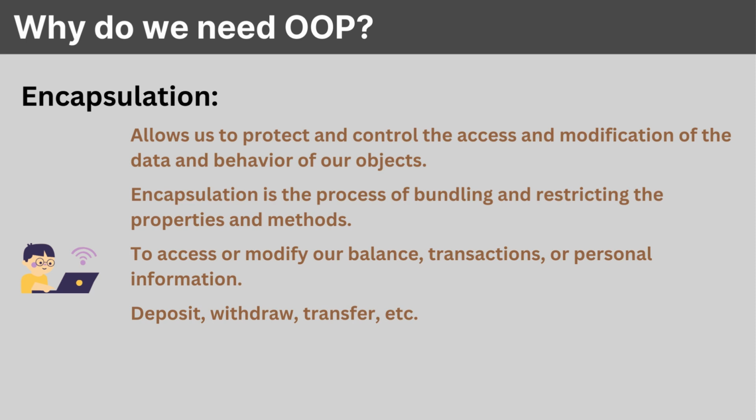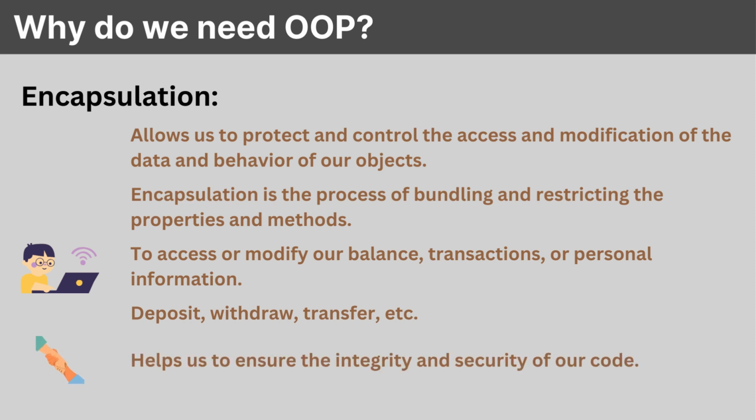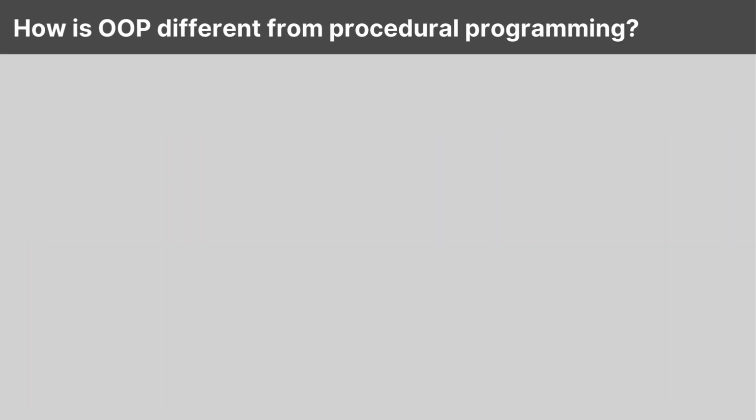Similarly, when we create objects, we don't want anyone to access or modify the properties and methods directly. We only want to use the methods provided by the class, such as getters, setters, and validators. So encapsulation helps us to ensure the integrity and security of our code. Now, how is OOP different from procedural programming? OOP is different from procedural programming in several ways.